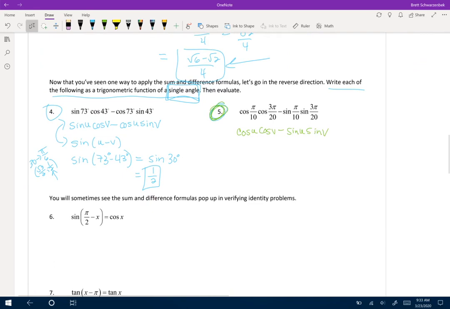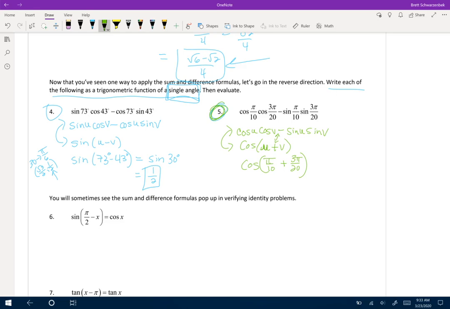So that's the equivalent of the cosine of the sum of the two angles, right? And remember the signs are different here with cosine, which is why this happened. So then we can rewrite this as the cosine of our u, which is pi over 10, plus our v, which is 3 pi over 20. Okay, a little bit different when it comes to radians because we need a common denominator for this.